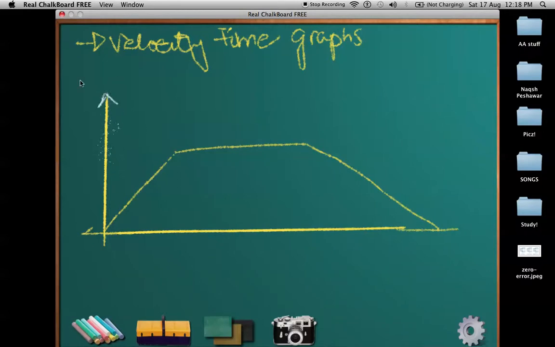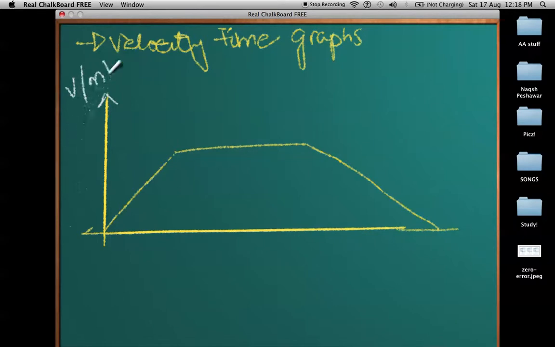So on this scale, since it's a velocity time graph, we have v in meters per second and time in seconds. Okay, now let's see if this is 6. What does this tell you about the motion of a car starting from a point here, the origin? This is the O point. Starting from here, what does it tell you about the car?